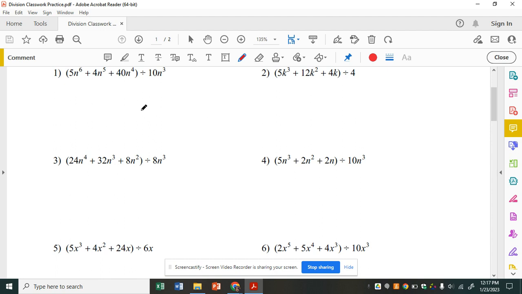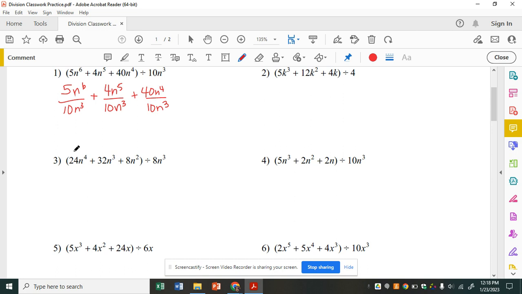So if you look at, say, number 1, if I am taking this entire polynomial and I'm dividing it by 10n cubed, I could split it up. I could put 5n to the 6th over 10n cubed. And then I'm going to take this addition, 4n to the 5th over 10n cubed. And I'm taking this addition and putting 40n to the 4th over 10n cubed. Okay, again, because it's a monomial, because it didn't involve addition or subtraction, I'm able to do this.